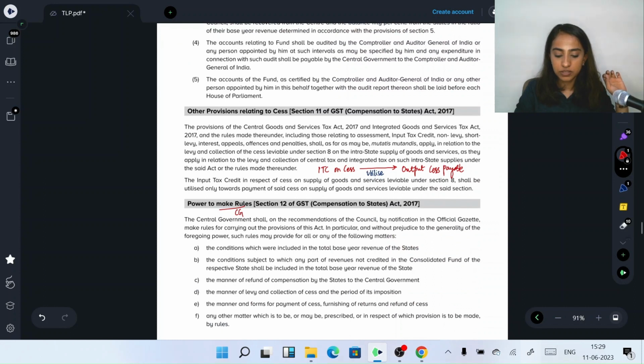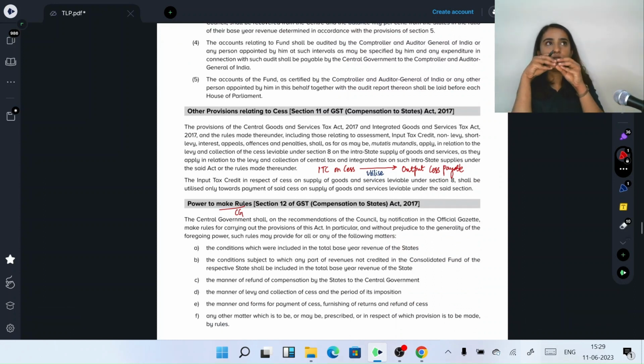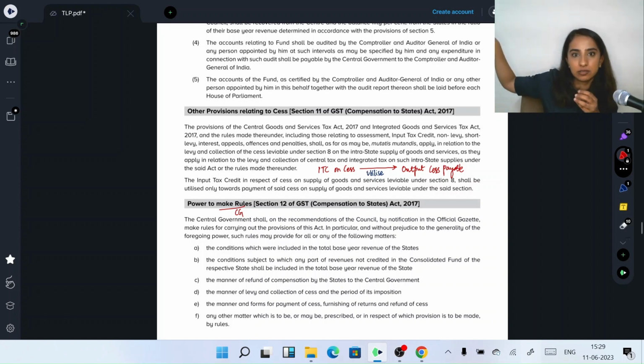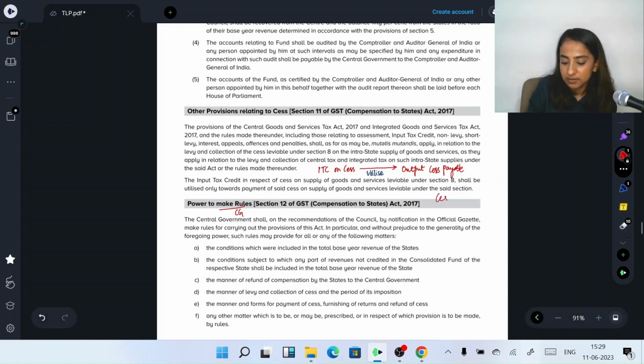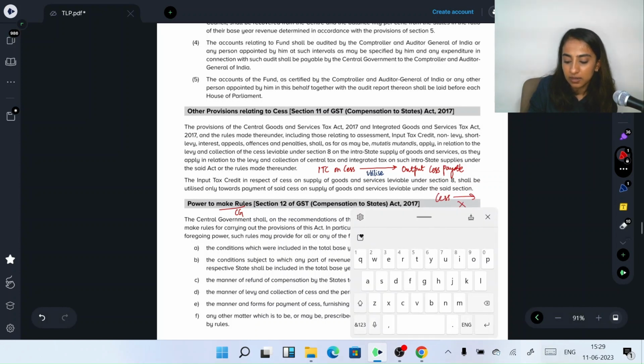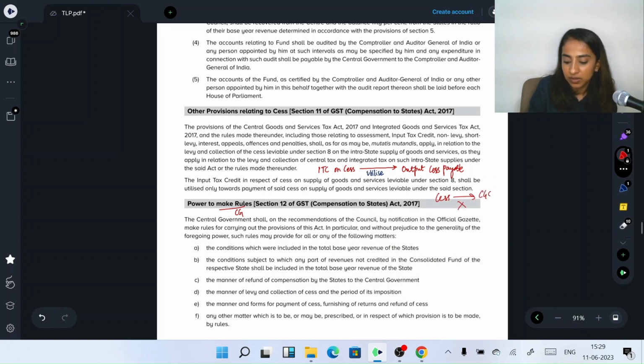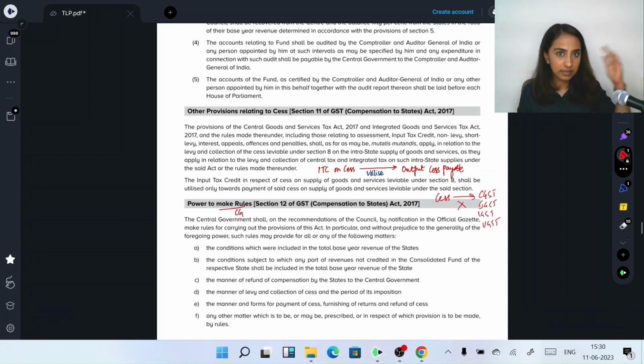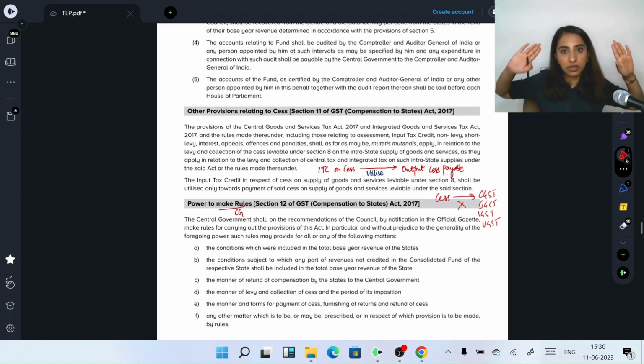Now other provisions relating to cess. If at all you paid cess on your purchases, that is your input tax credit on the cess, correct? This cess can be utilized for set off only for paying cess. You can't utilize the credit of the cess for paying any taxes under GST, that is CGST, SGST, IGST or UTGST. It means whatever you paid earlier, you can't utilize that to set off against the taxes. Cess can be utilized to set off against the cess only, is what they're trying to say.